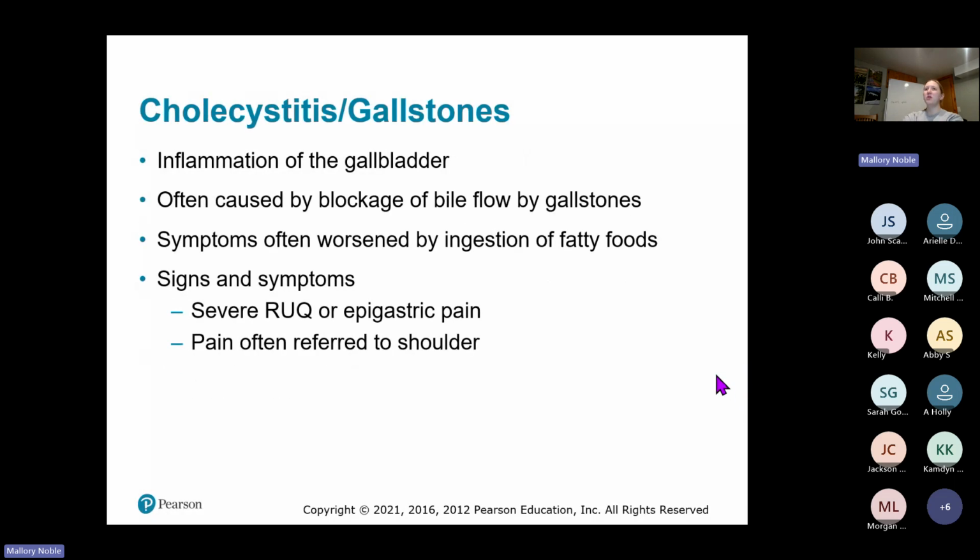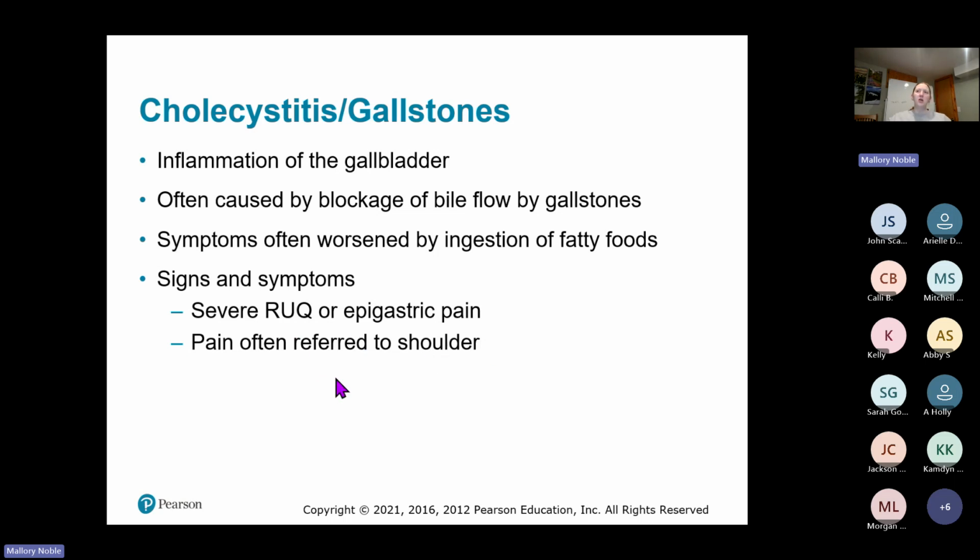Cholecystitis. So this is inflammation of the gallbladder. This is also associated with gallstones as well. Often caused by a blockage of bile flow by the gallstones. Signs and symptoms often get worse with the ingestion of fatty foods. Signs and symptoms: severe right upper quadrant pain or epigastric pain. Epigastric kind of being the lower portion of the chest cavity, upper portion of the abdominal cavity. And pain is often referred to the shoulder.